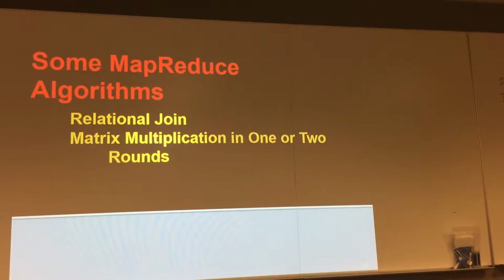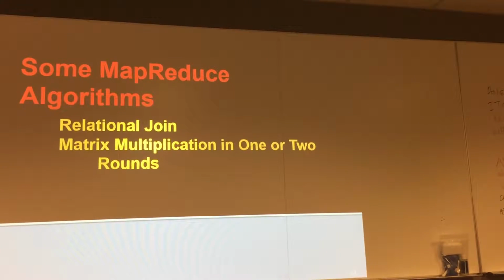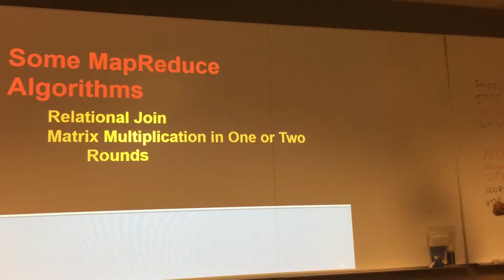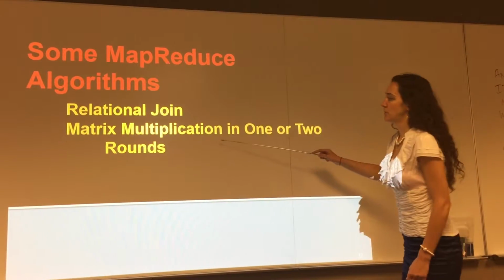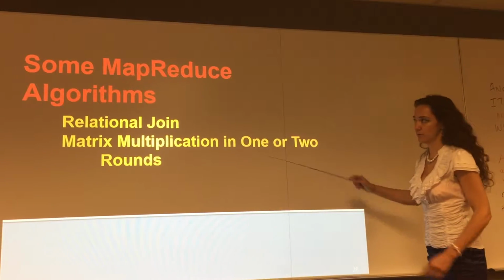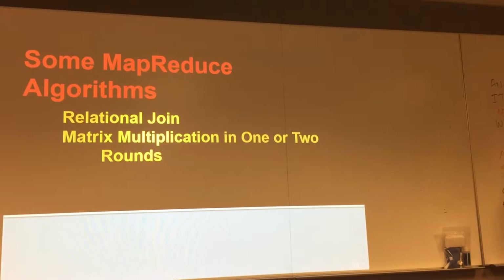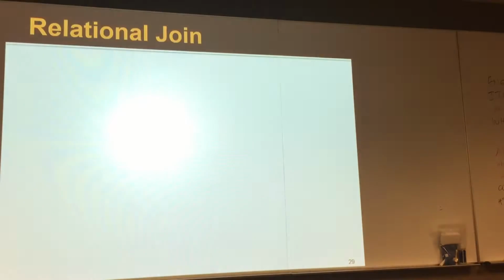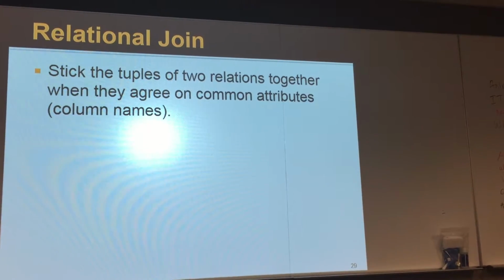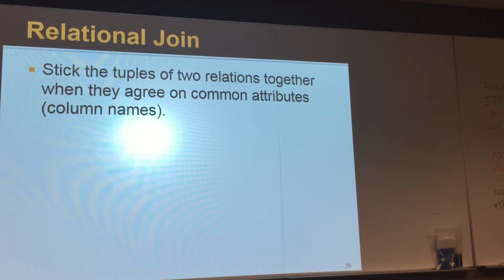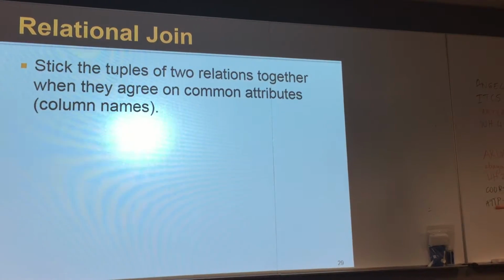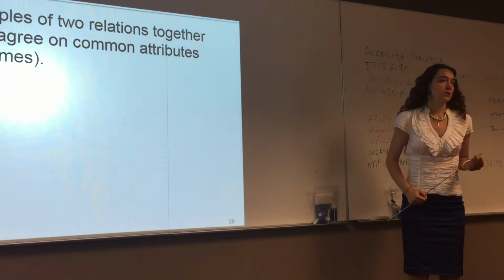Okay, let's look at some other algorithms. So MapReduce algorithms for relational join and matrix multiplication, which can be done in one round, which means going through the data once, or 2 rounds. Relational join is the join operation that you do in databases, where you have 2 tables and you want to join them. They are called relations in this case.